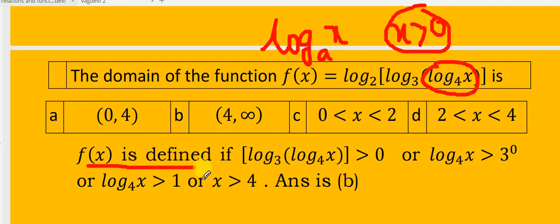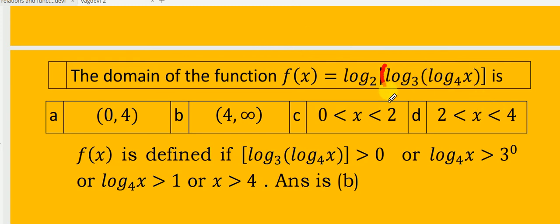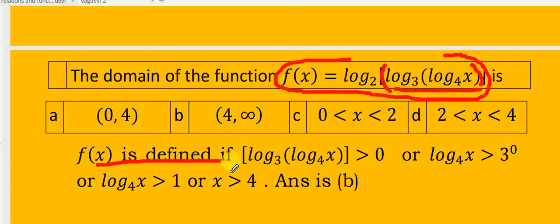That is, f of x is defined if whatever is present inside the bracket must be greater than 0. I have base 2 here. This function f of x is defined if the term inside the bracket is greater than 0. So f of x is defined if log to base 3 of log x to base 4 is greater than 0. By the definition, this implies that log x to base 4 is greater than 3 to the power of 0.